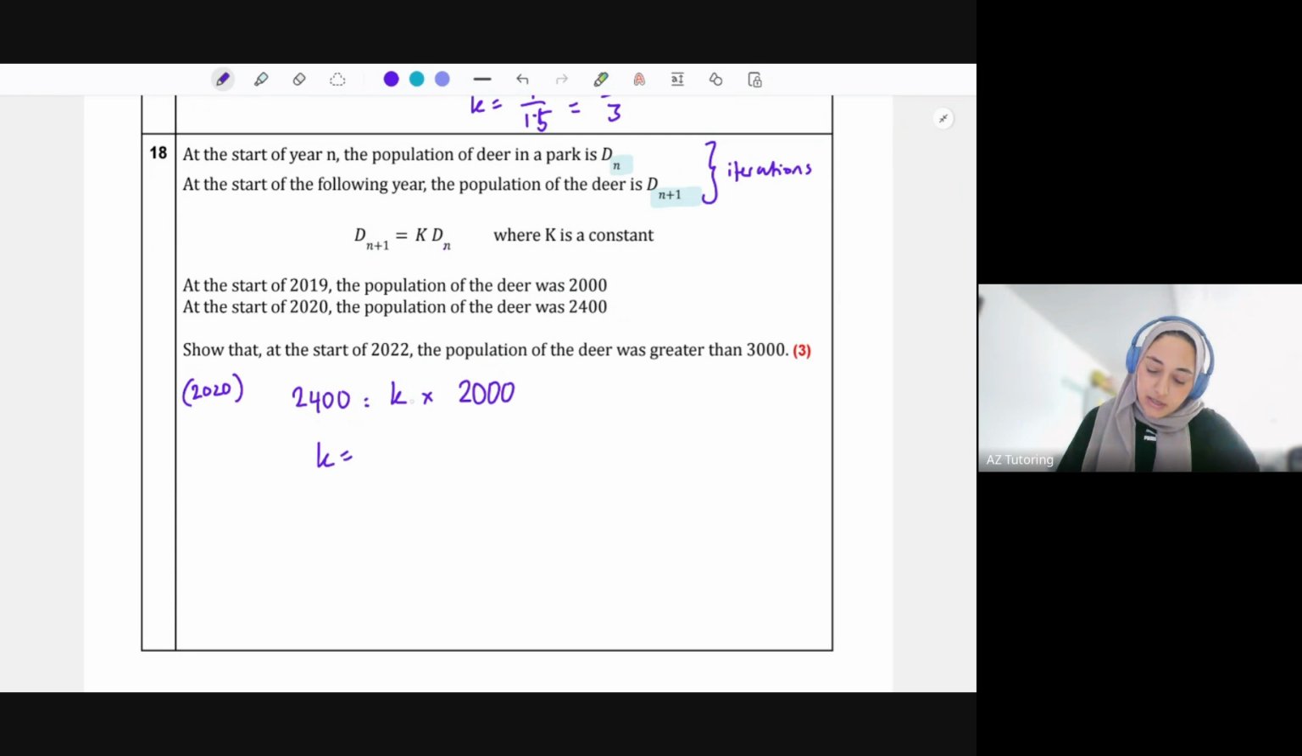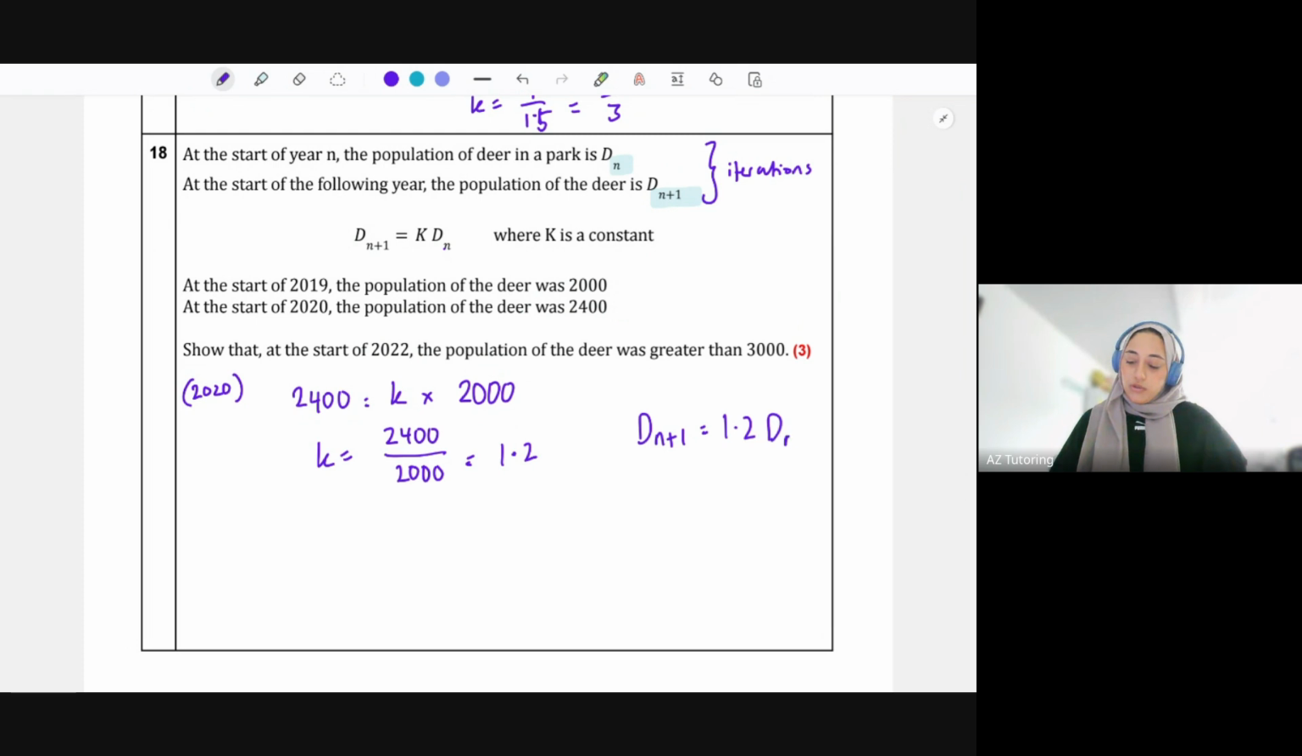So to find k, I'm just going to divide by 2,000. So 2,400 divided by 2,000. That just gives me 1.2. So I've got a new equation now. I've got dn plus 1 equals 1.2 times d to the n. Let's work it out now for 2021, now that we know k.